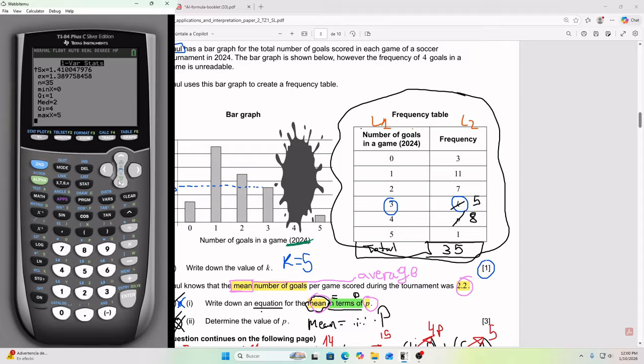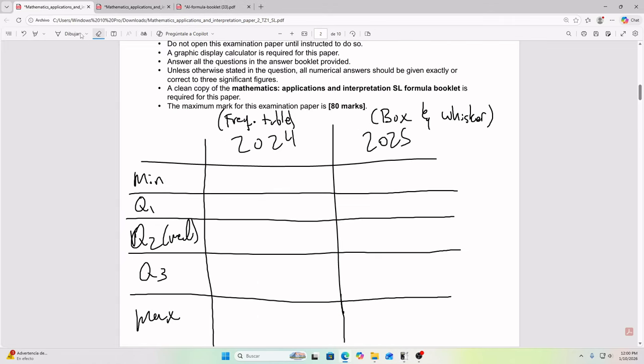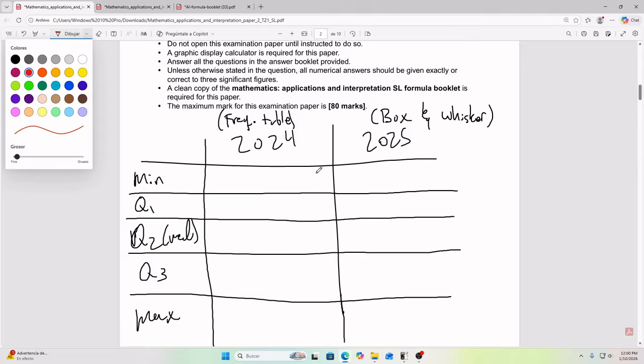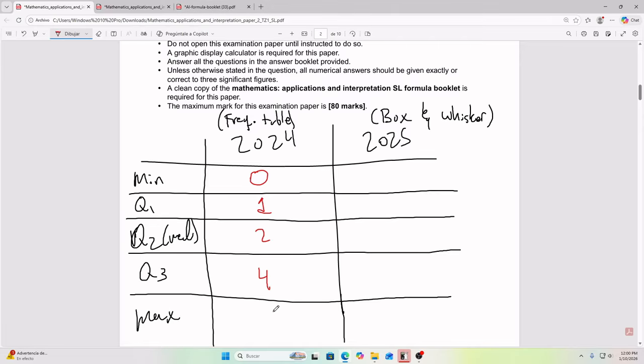And this is the interesting part for me, at least. From here, now we have the minimum, the Q1, the Q2, the Q3, and the max. And suddenly it becomes so much easier to compare. So we're going to go ahead and write that here. We have that the minimum is 0, that the Q1 is 1, that the Q2, which is the median, is 2, that the Q3 is 4, and that the maximum is 5.